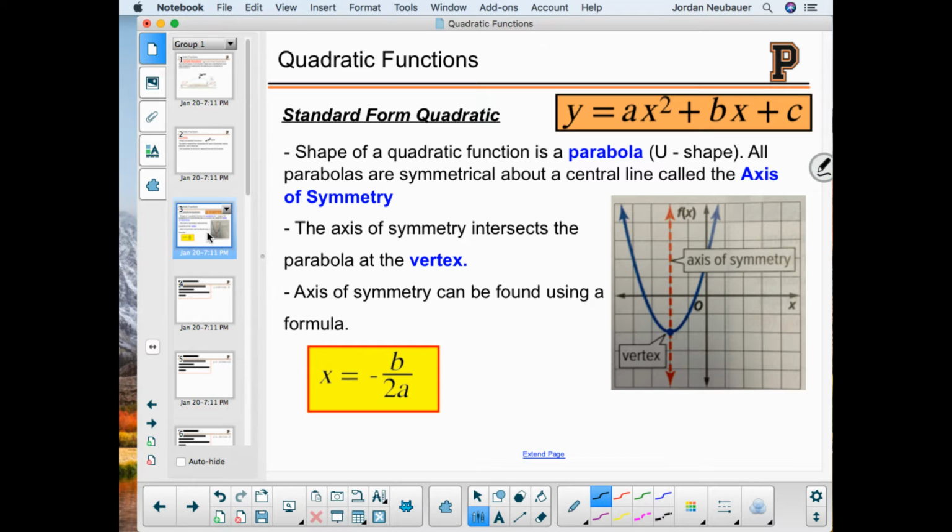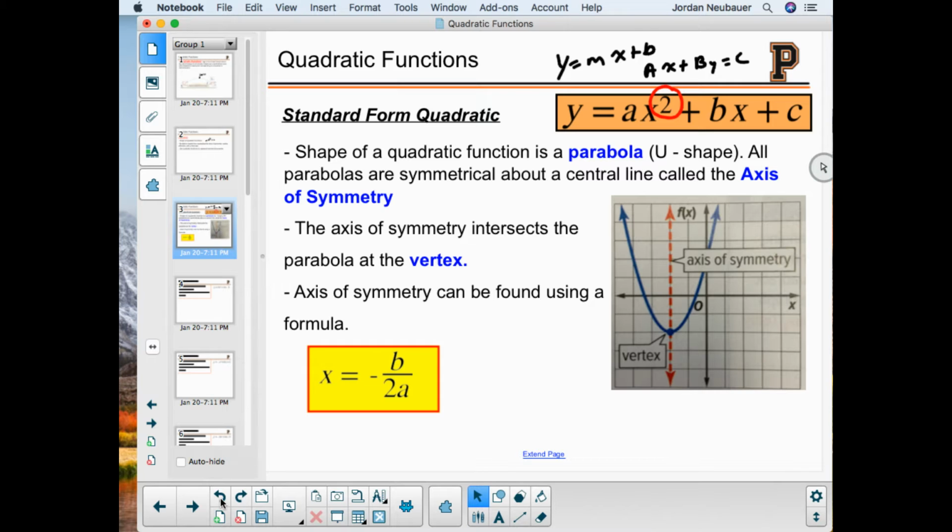So our standard form, again, we introduced this last lesson, ax squared plus bx plus c. Now this is quite a bit more complex than our standard linear functions, or potentially the linear function that is actually in standard form, ax plus by equals c. These are both linear functions. What makes this a quadratic, as a reminder from last lesson, is that little number 2. The fact that this is ax squared and not just ax makes it a quadratic. And this is considered standard form.